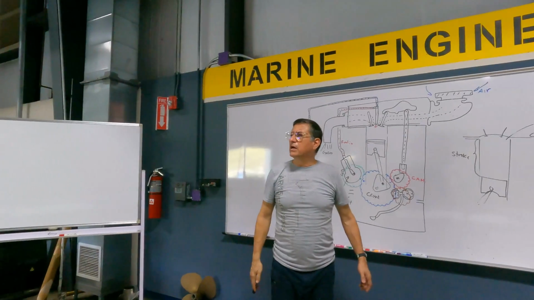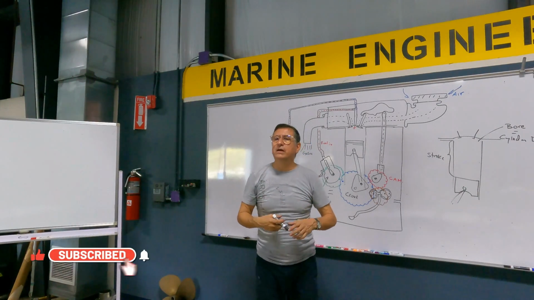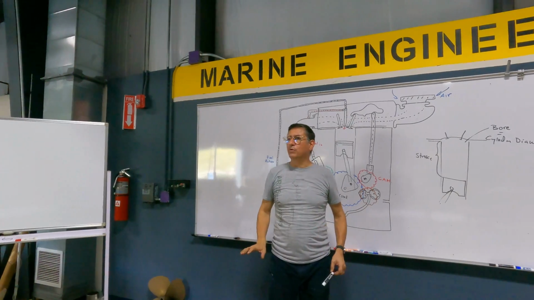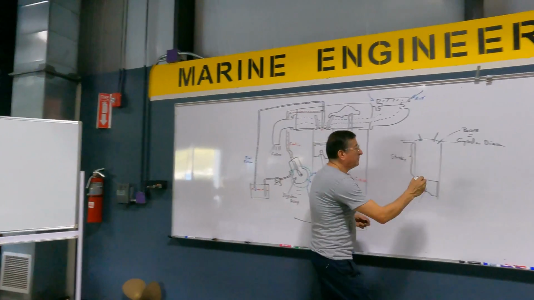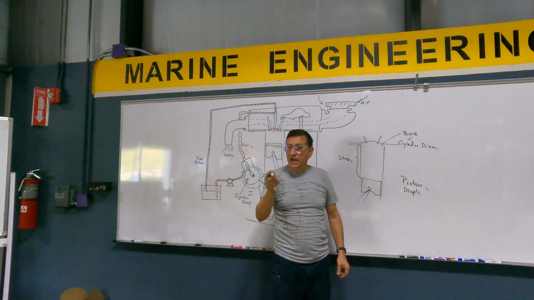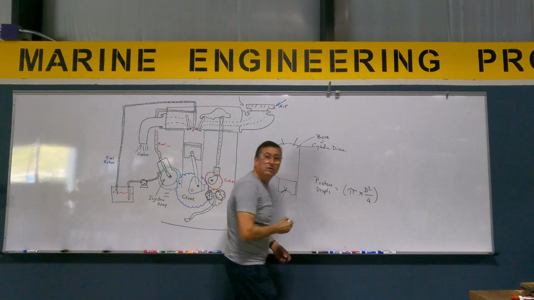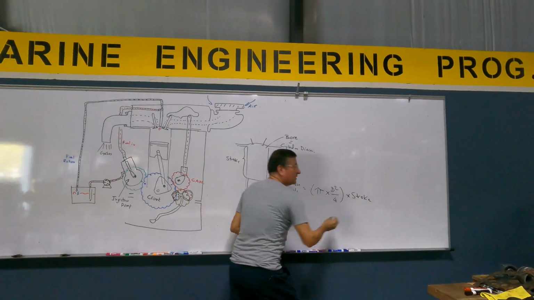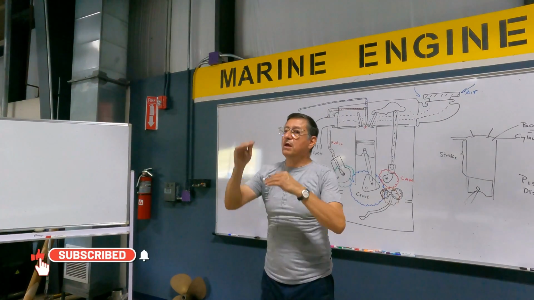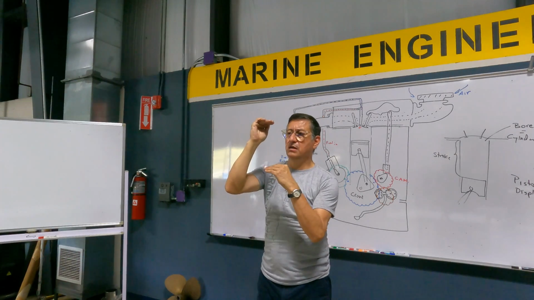You remember in kindergarten or first grade of elementary, the volume of the cylinder, what is the formula? Is the area of the base times the height. Simple. What is the area of the face? Piston displacement is equal to what? The area of the base, pi times the diameter squared divided by 4 times the stroke. Yes or not? This is the volume of the cylinder, and this is the piston displacement. It's the amount of air or mixture that you can introduce in one cylinder.